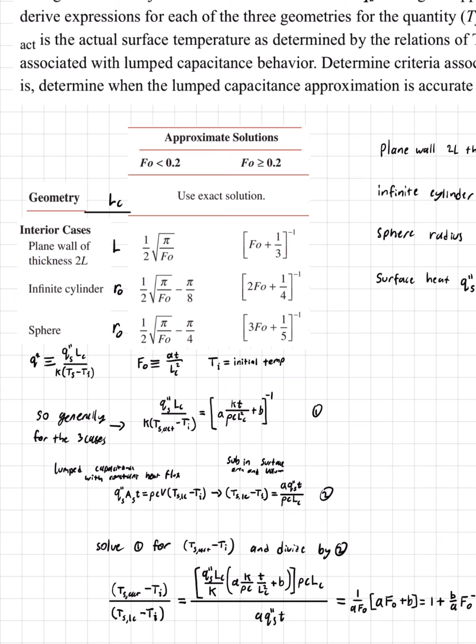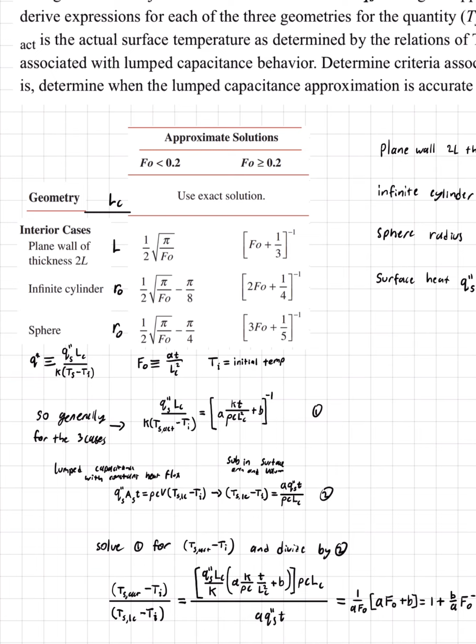Below the table, I've written some definitions. Q star is defined as Qs times the characteristic length over k times the surface temperature minus the initial temperature. The Fourier number is defined as alpha t over Lc squared. I don't have it written here, but alpha is also defined as k over rho Cp, and then Ti equals the initial temperature.